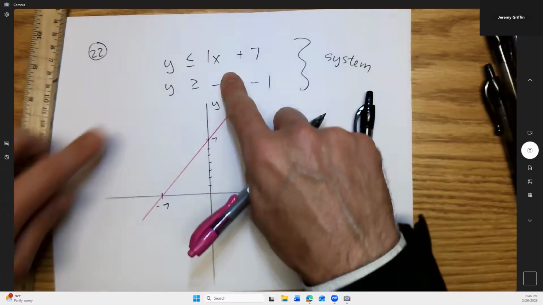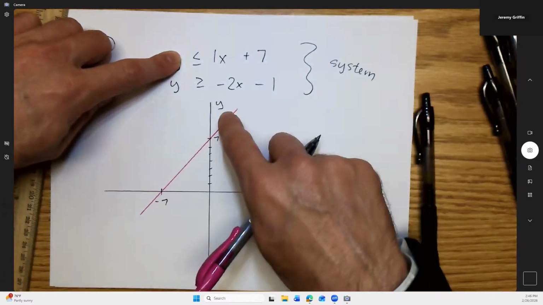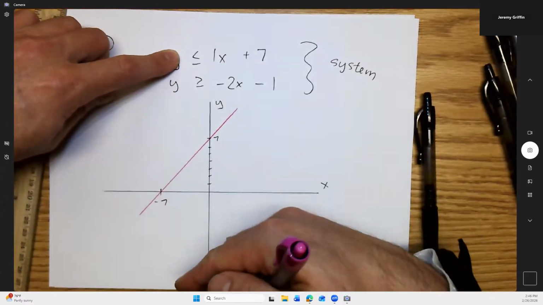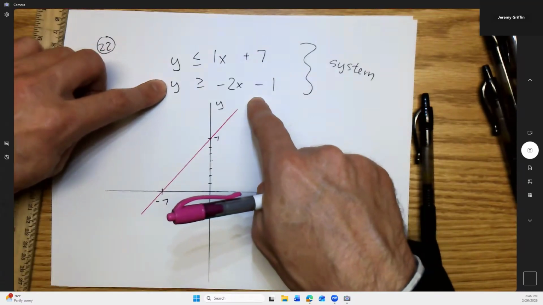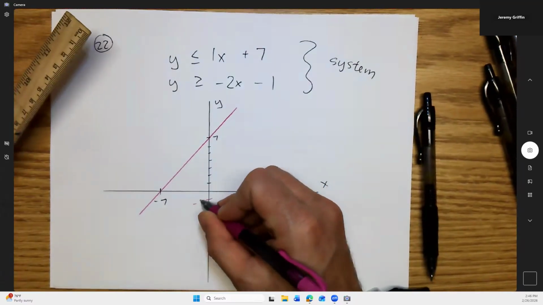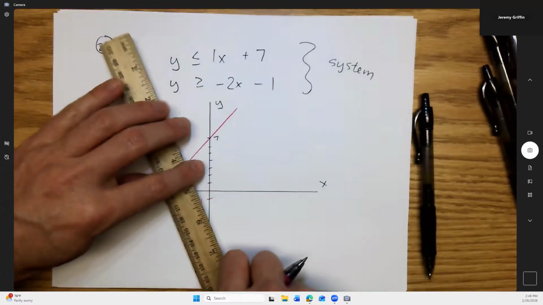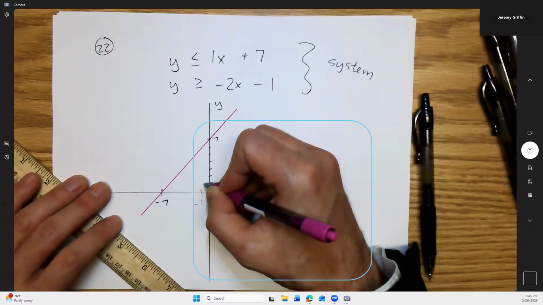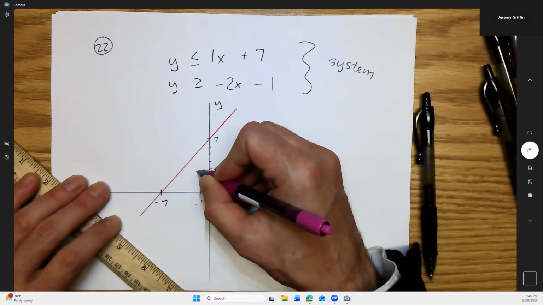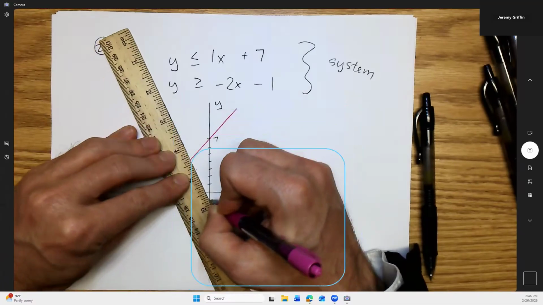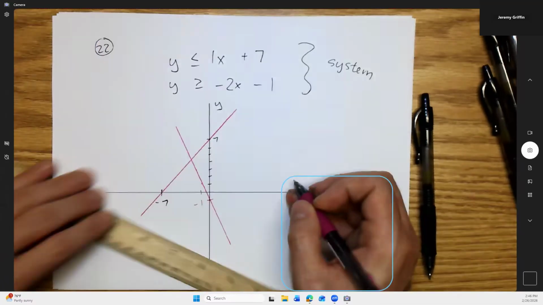Less than or equal to means it could be on that line or it could be underneath the line. Is that true? Yeah. So we're down here. Now I don't want to shade anything yet because I still got the second one. Greater than or equal to negative 2x minus 1. Here's minus 1. Now, negative 2x has a slope of down 2, over 1. It goes off in that direction. So this is roughly what the second one looks like.